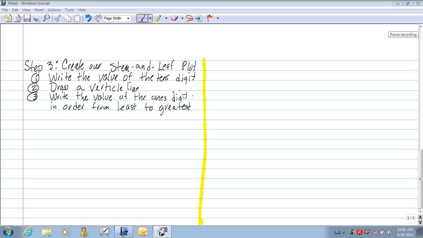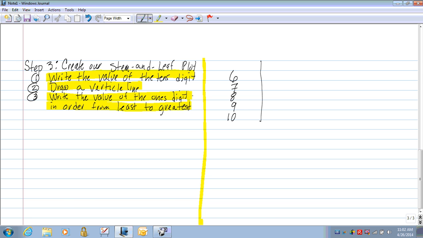Okay, so we are going to write the value of the tens digit. That's what it says to do. So we know that the value of our first tens digit is 6. We have a 7, an 8, a 9, and a 10. And then it says to draw a vertical line. So I'm going to draw my vertical line. Let's look over here. We wrote the value of the tens digit. And then we drew our vertical line. And now we are going to write the value of the ones digit in order from least to greatest.